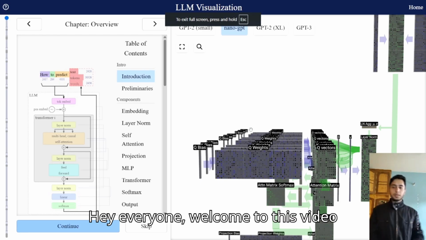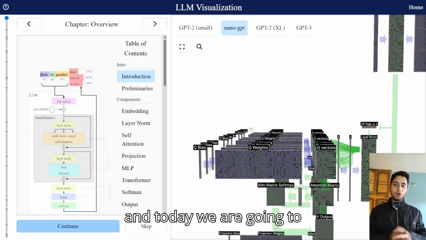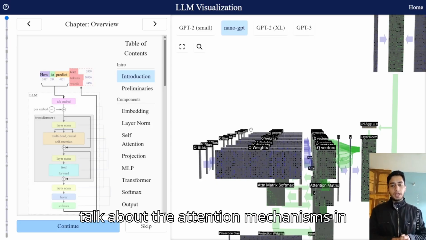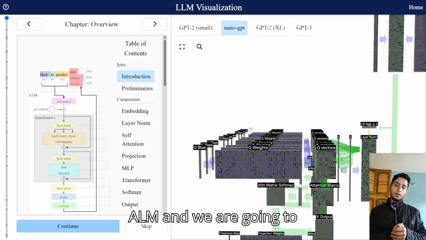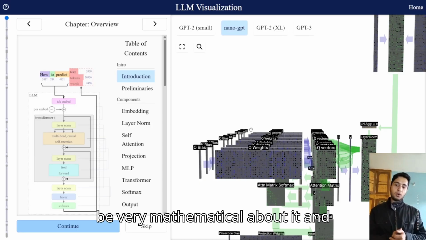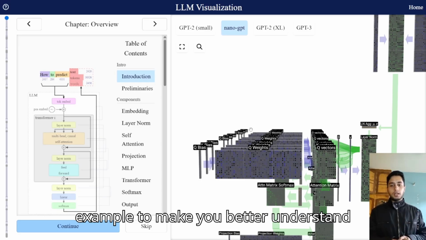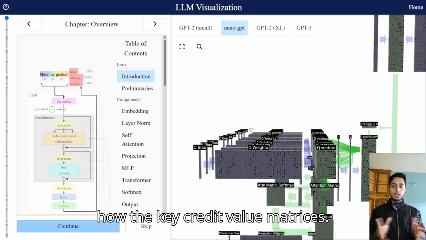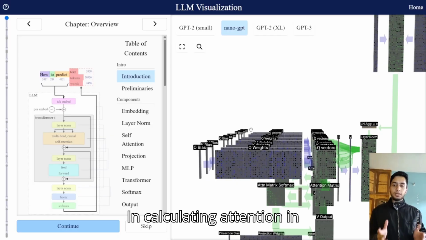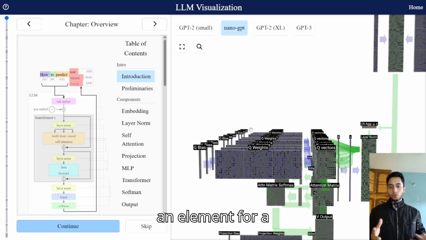Hey everyone, welcome to this video, and today we are going to talk about the attention mechanisms in LLMs. We are going to be very mathematical about it, and we are going to solve an example to help you better understand how the key, query, and value matrices help in calculating attention in an LLM for a token.